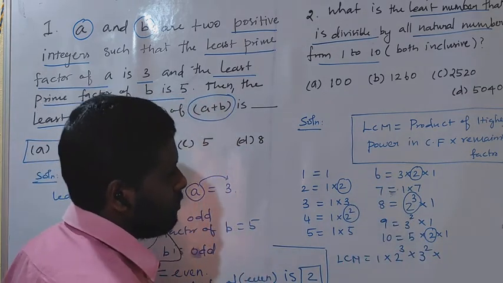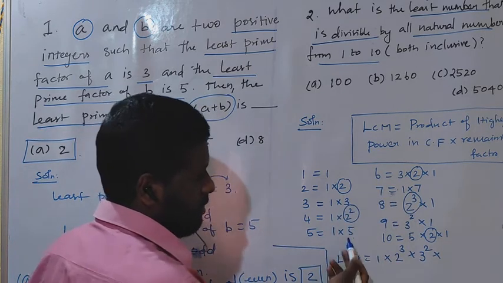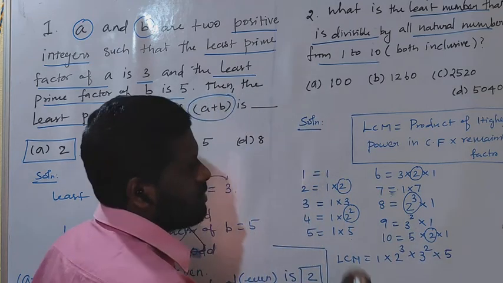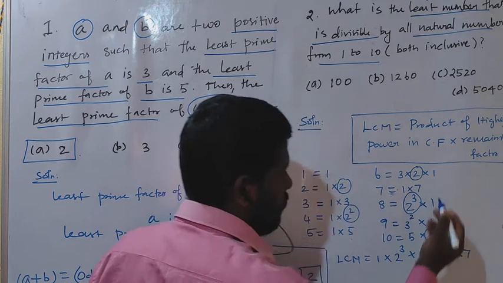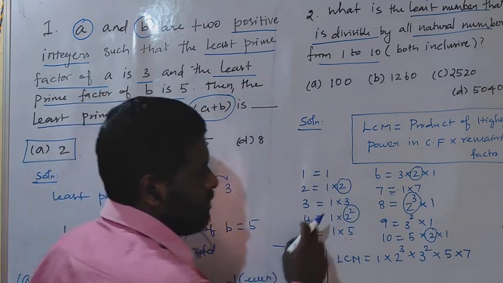Come back to the 4. Next prime number, 5 is the next prime number. So 5 power 1. Then what's the next prime number available here? Now 7 is there. 7 power 1. Then what's the next prime number available? Nothing else. So everything is over.